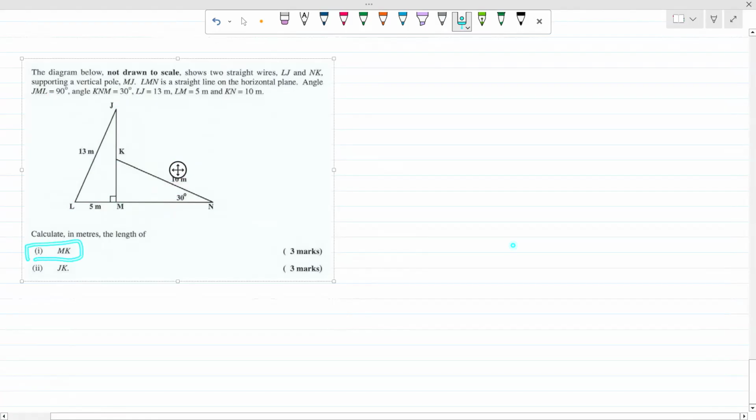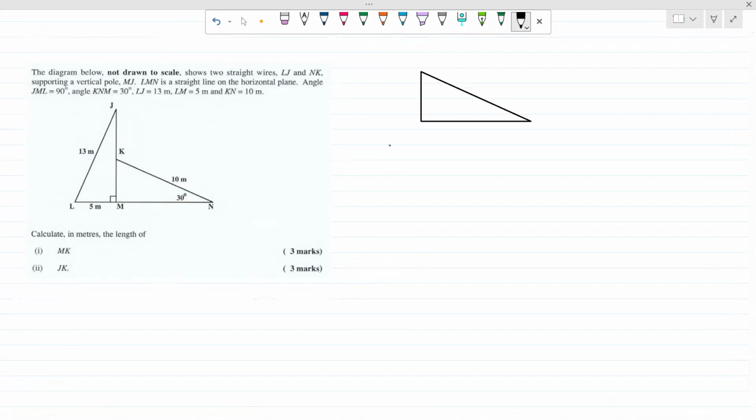So let's look at this first one, MK. Where's MK? MK is this to this, so that is part of this triangle. Everybody agree with that? My math teacher used to make us draw the separate triangles so you could see things better, and I think he was right in suggesting to do that. So I am going to do the same thing here for you guys. This is 10 meters, KN. This is 30 degrees. They want us to find this.